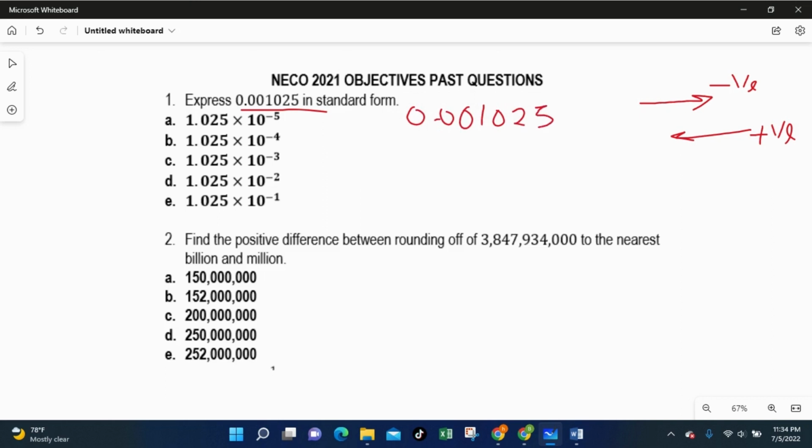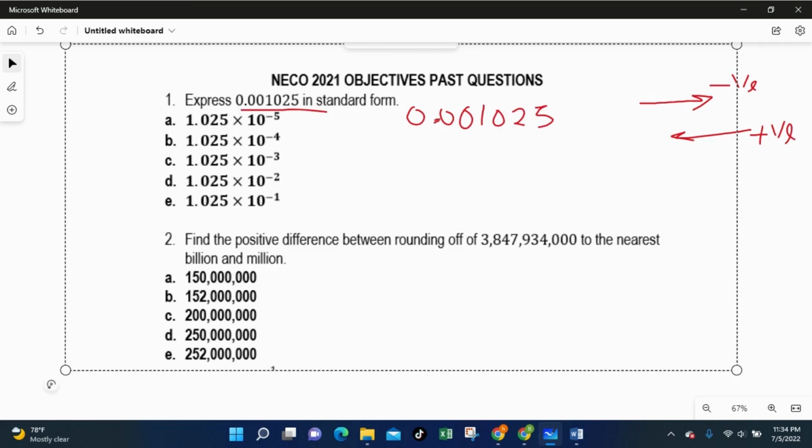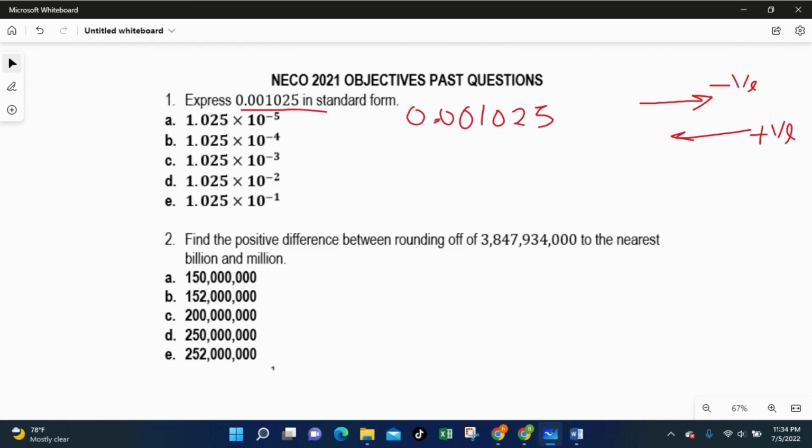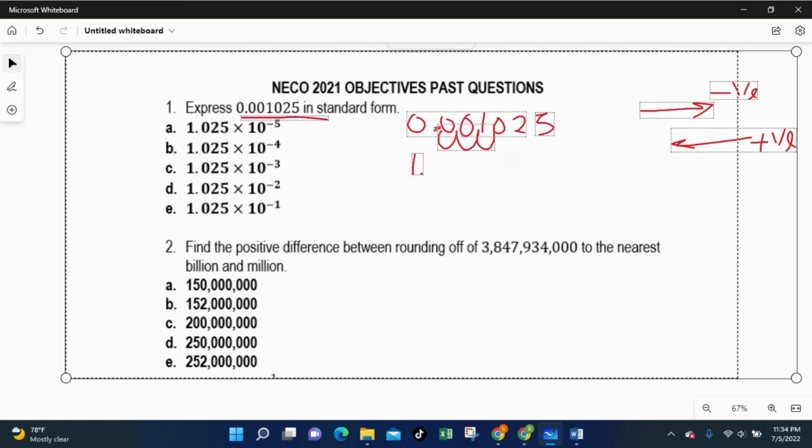Now, when we have that value, 0.001025, with the point over here, we are going to count from our left to our right. That will give us 1, this will give us 2, and this will give us 3. So we are going to have 1 point.